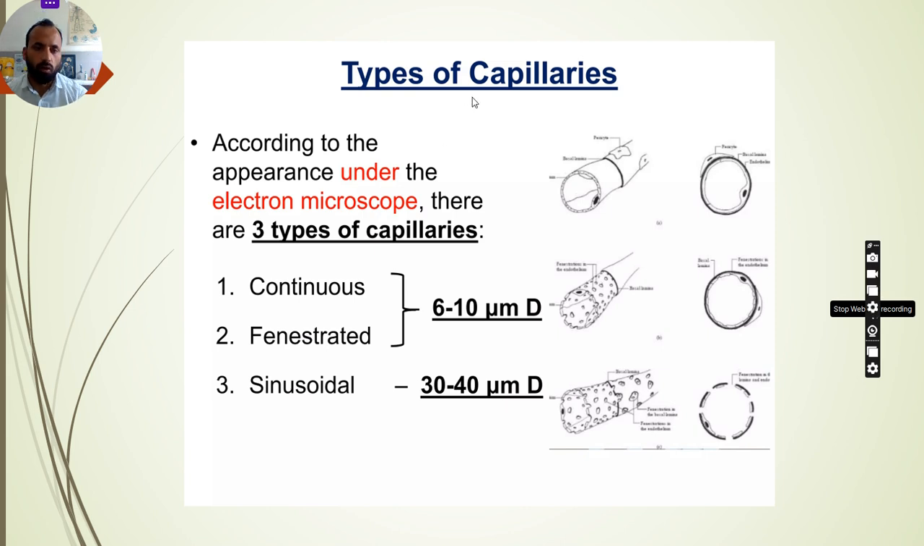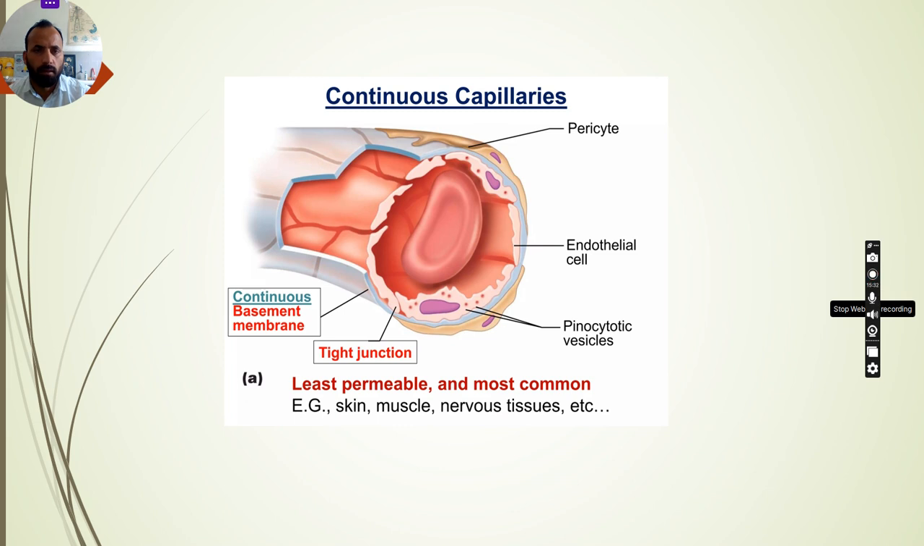Types of capillaries in the body: you have the continuous type of capillaries, the fenestrated type of capillaries, and the sinusoidal type of capillaries. In continuous capillaries, you have the basement membrane and the endothelial lining, and those are continuous. There are no fenestrations here. Both layers, the basement membrane and the endothelial cell lining, will be continuous.